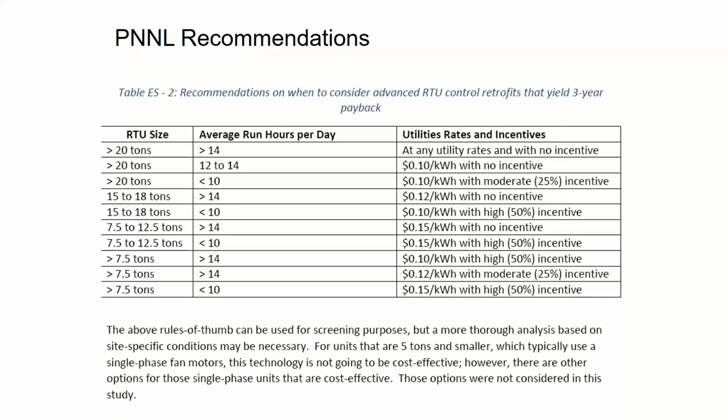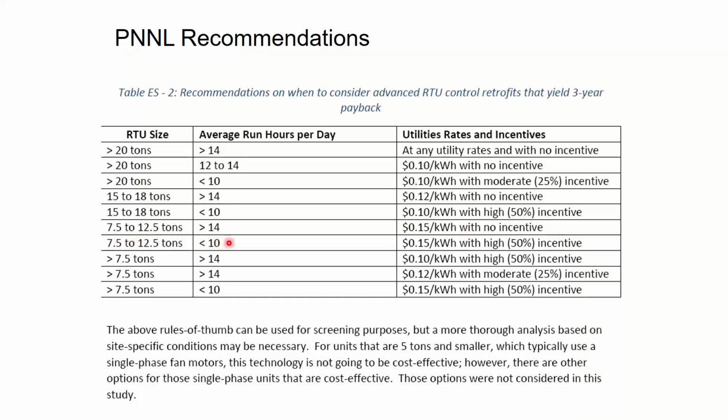So if we look at the utility rates in conjunction with the size of the unit, and we just take an example. Let's say we have a 10-ton rooftop unit. That's a pretty common, normal, everyday size. So if I get my little laser pointer out here, if I take a 10-ton rooftop, that's these guys down here. If I'm running that unit 14 hours a day and I have a 15-cent electric rate, I don't even need a utility rebate to get this to pay back in 3 years or less.